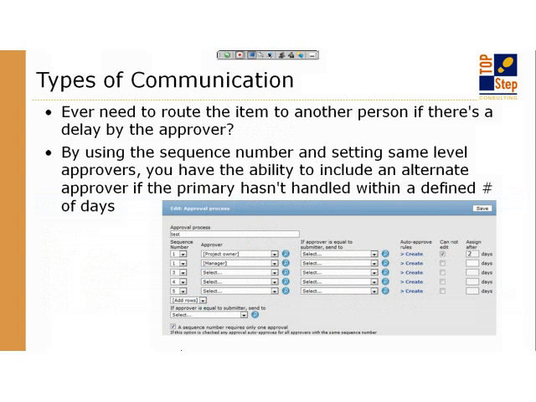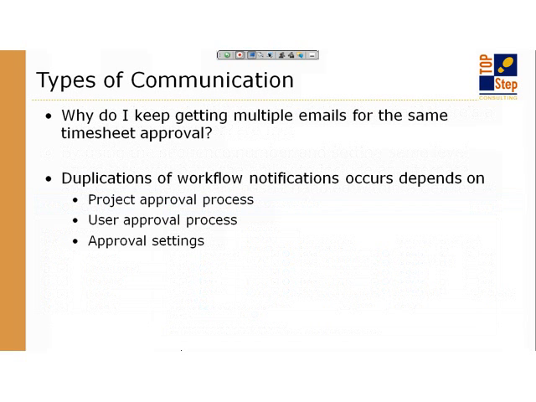So I get a couple of questions quite often, so I thought I would throw them into the mix here. Why do I keep getting multiple emails for the same timesheet approval? John Smith submits his timesheet. He's worked on 4 of my projects. I get 4 emails about that.